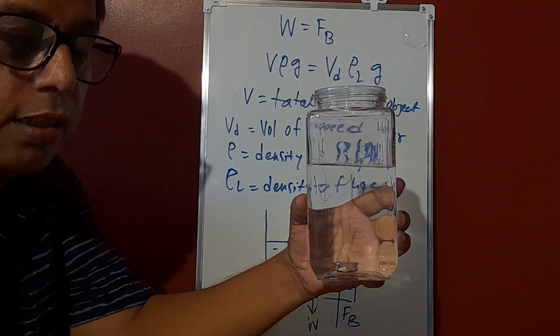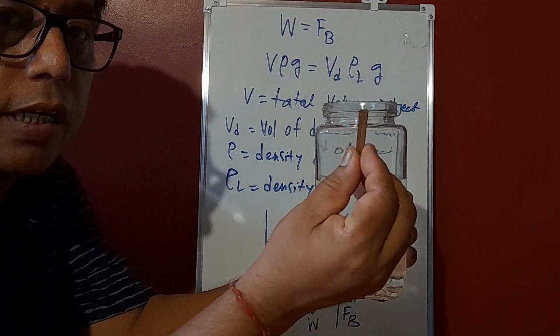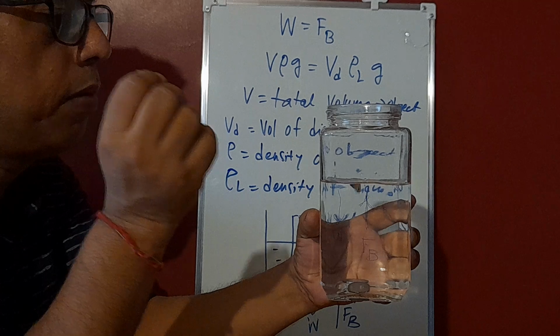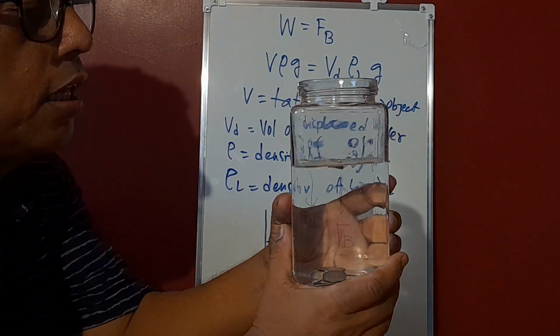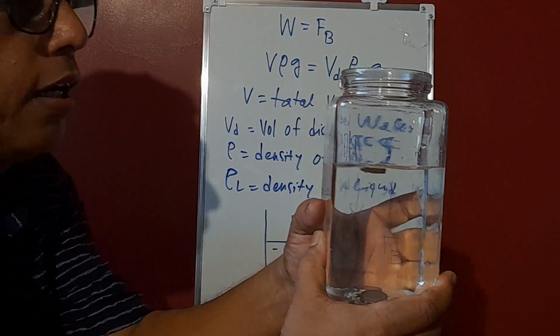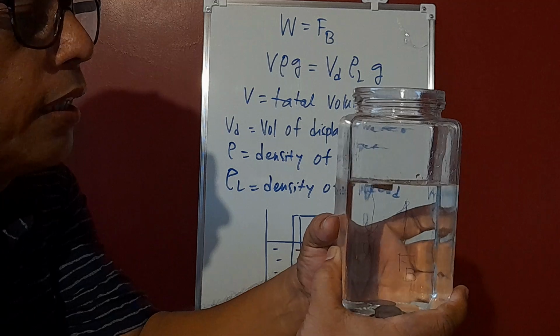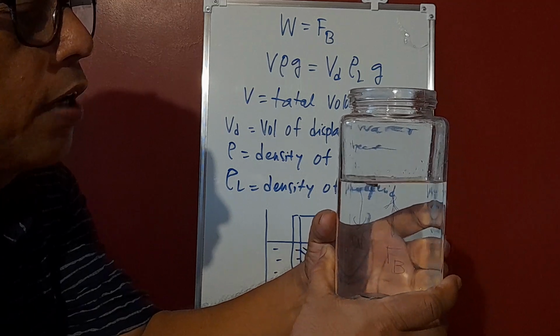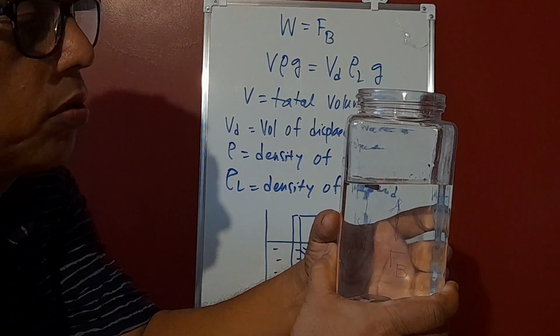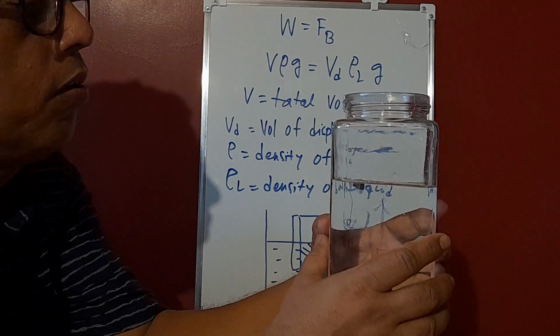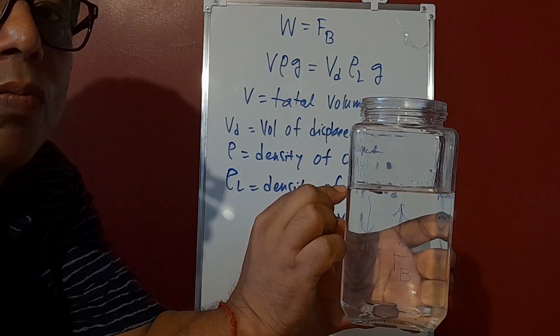Now let's take this wood material. If I place it, you see this wood is floating, right? That means for this wood, the upthrust force is balancing the downward force. And a small part of the wood is out of the water.